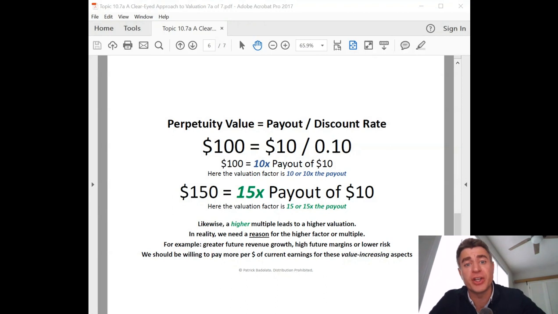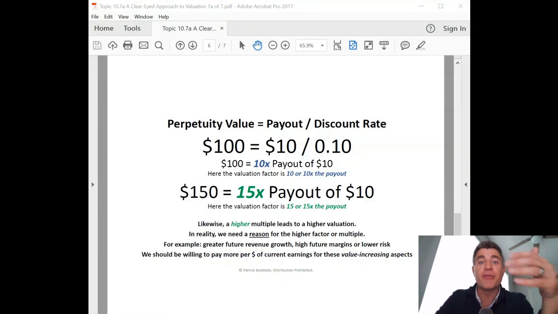What are the reasons we should consider? Higher future revenue growth rates, higher future margins, or lower risk for the underlying arrangement. So why is that the case? We should be willing to pay more per dollar of current earnings if these value-increasing aspects are in play. Again, better future revenue growth, better future profitability, lower risk. If all those things were true, and I'm not applying this to a company, we should be rationally willing to pay more. All right.